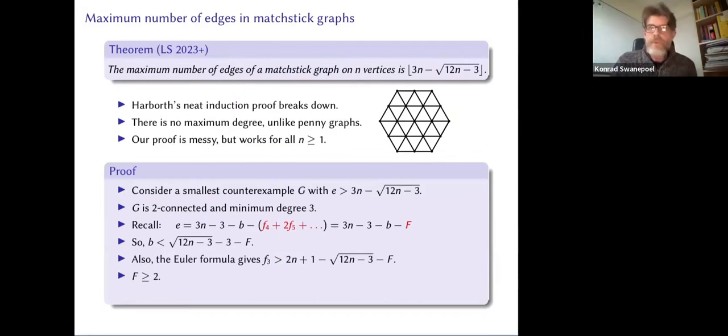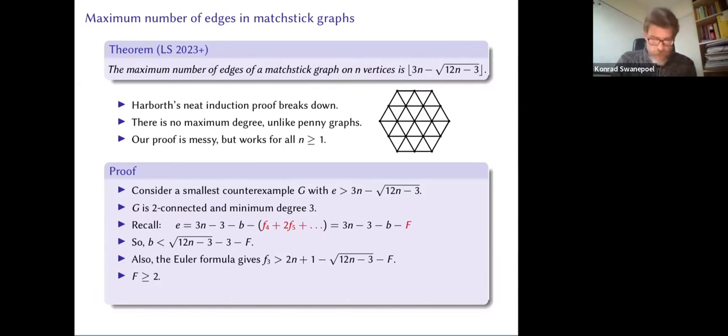One specific thing that we will need is that f cannot be equal to 0 or 1. If it's 0, then it means that the only bounded faces are triangles. So you can go and put it on a triangular lattice. And then it's a penny graph, and this upper bound is known to work for penny graphs.